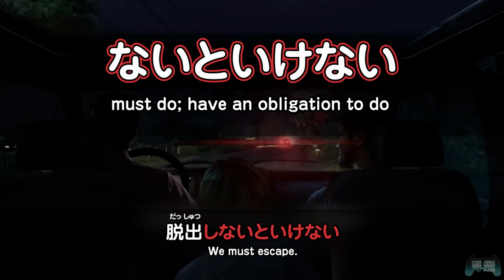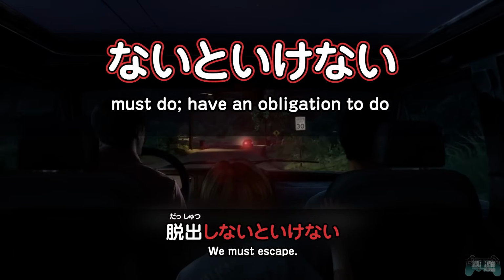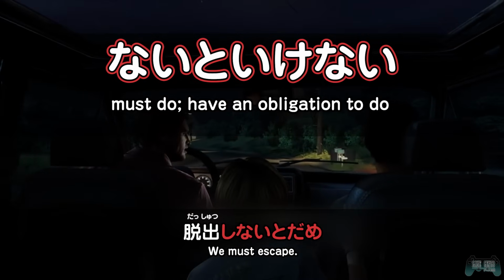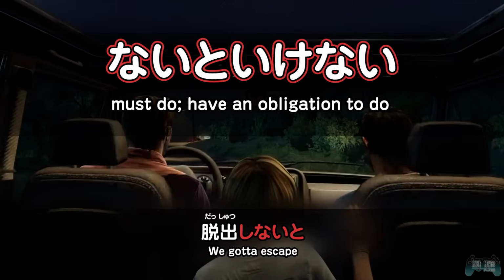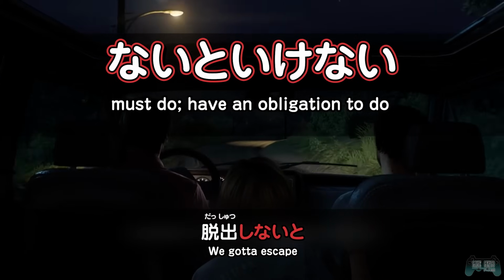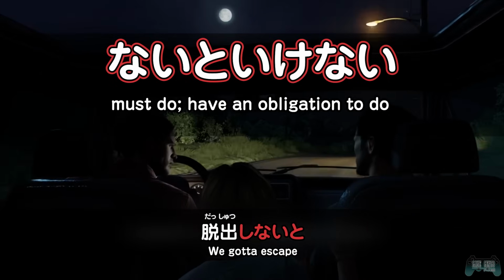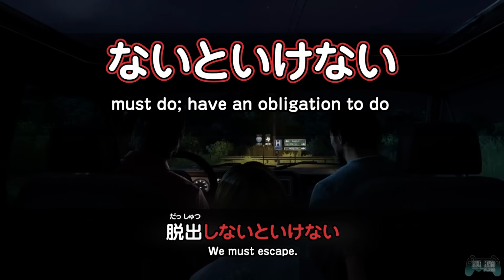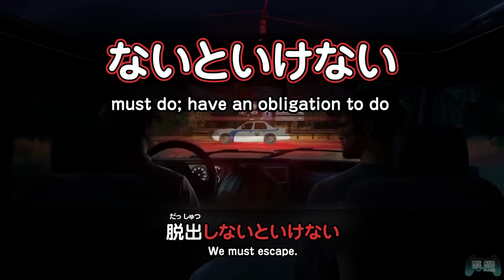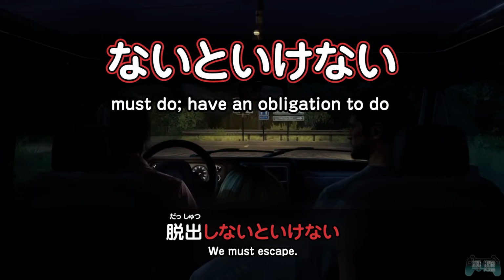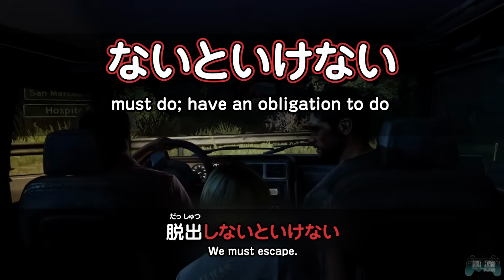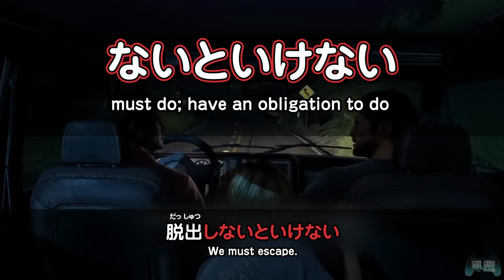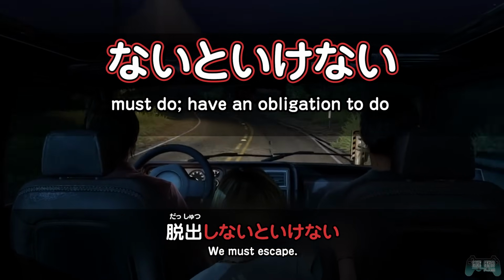And so the same rules apply as before, where you can change ikenai to dame to make it more casual, and this time you can even drop it altogether and just use naito if you want to be really short and casual. So in this example from The Last of Us, as the world starts to go crazy, Joel takes his daughter and tells her that they need to get out of town fast. 脱出しないといけない. Meaning that we have to evacuate.